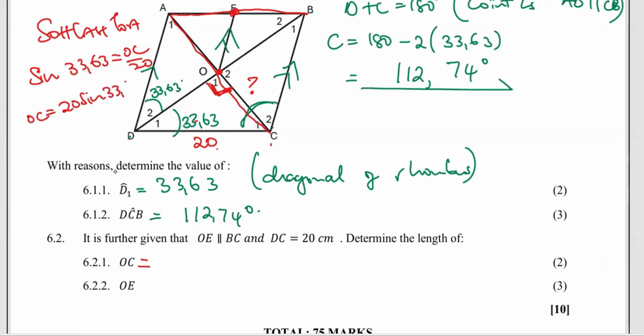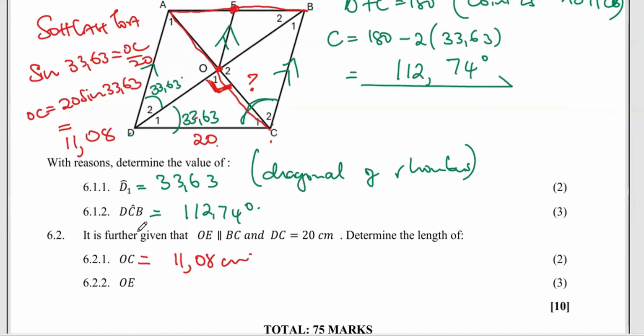I don't know why they brought this question in term 2, but it's fine. Let's see, 33,63. So that gives me 11,08 centimeters. And then they want us to get the length of OE, this distance.